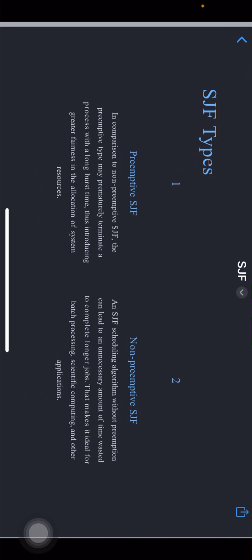Moving on to the types of SJF, it has two types: preemptive and non-preemptive. In the preemptive type, a process may be terminated. The process with the long burst time may be stopped, and the one that the CPU wants to take from the ready queue starts executing. On the other hand, in non-preemptive, if a job is selected, it runs to completion without starting any other job. So it is ideal for batch processing, scientific computing, and other applications.